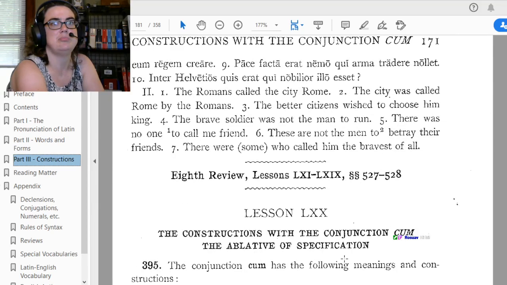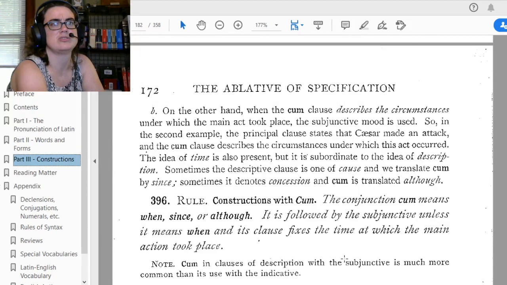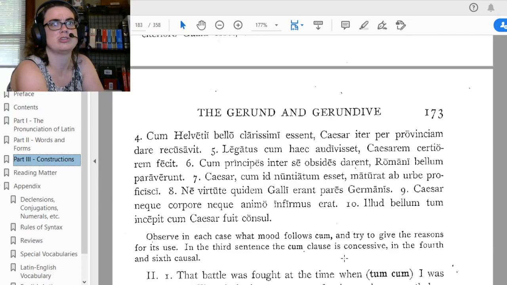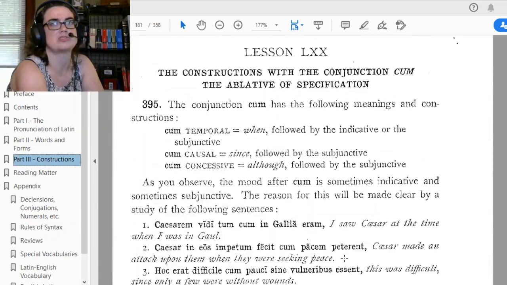This one's kind of meaty. Cum clauses, though, in the next lesson aren't too bad. The ablative of specification, also not too bad. We will not do gerund and gerundive this time. I can absolutely guarantee that. So we'll do one or two sections today.